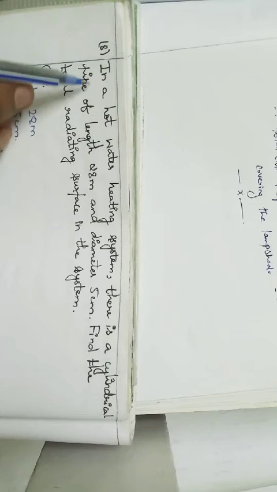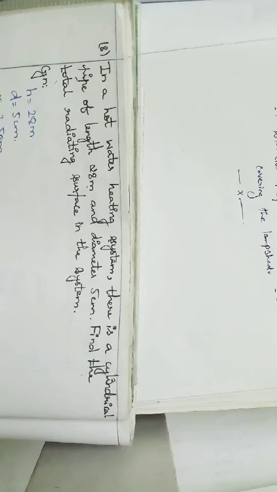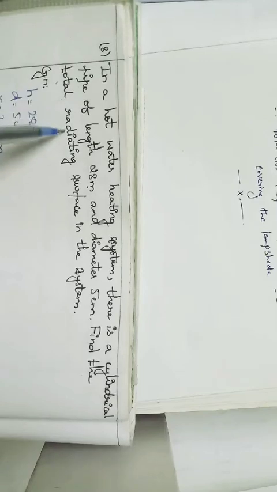Sum number 8. In a hot water heating system, there is a cylindrical pipe of length 28 meter and diameter 5 centimeter. Find the total radiating surface in the system. Total radiating means water flowing, right? Whether we want to find the total surface area or the curved surface area of a cylinder. While water is flowing, we won't close the top and we won't close the bottom. So we are going to find the curved surface area of a cylindrical pipe, right? CSA of a cylindrical pipe.